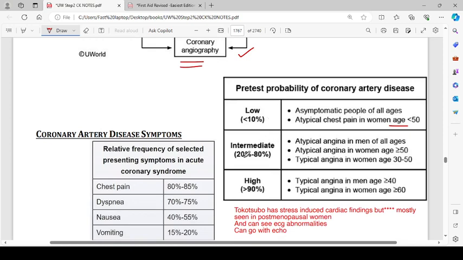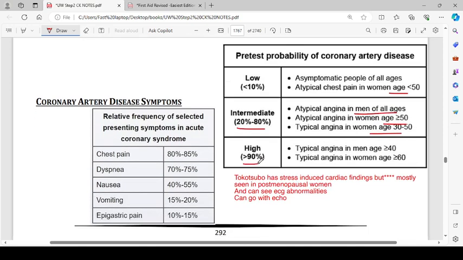The pretest probability is intermediate, like 20 to 80%, in atypical angina in men of all ages, atypical angina in women more than 50, and typical angina in women age 30 to 50. And the probability is high, more than 90%, in typical angina in men aged more than 40, and typical angina in women aged more than 60.